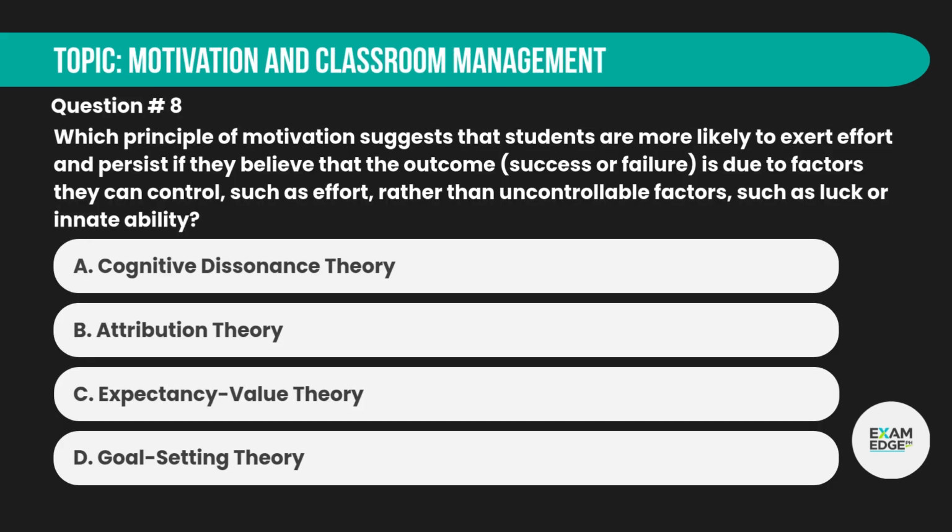Question number 8. Which principle of motivation suggests that students are more likely to exert effort and persist if they believe that the outcome, success or failure, is due to factors they can control, such as effort, rather than uncontrollable factors, such as luck or innate ability? A. Cognitive dissonance theory. B. Attribution theory. C. Expectancy value theory. D. Goal-setting theory.